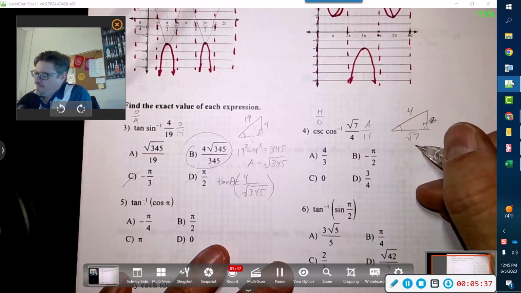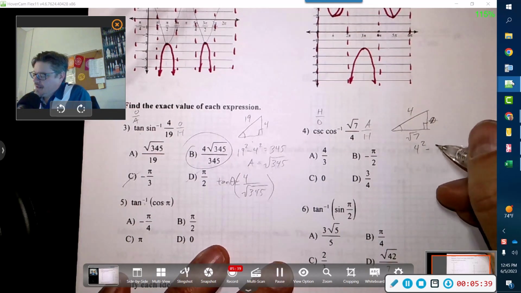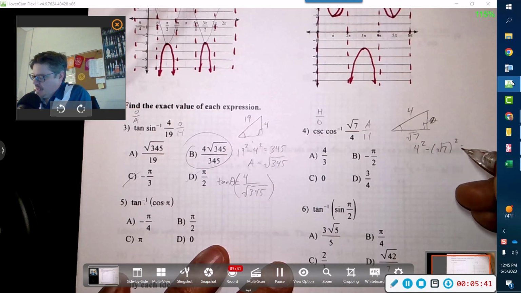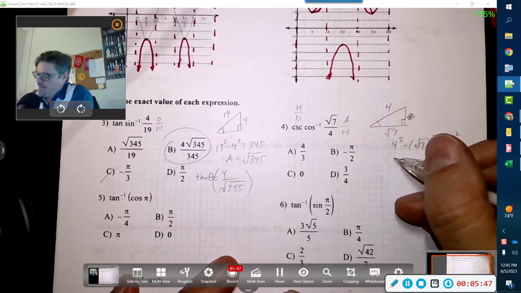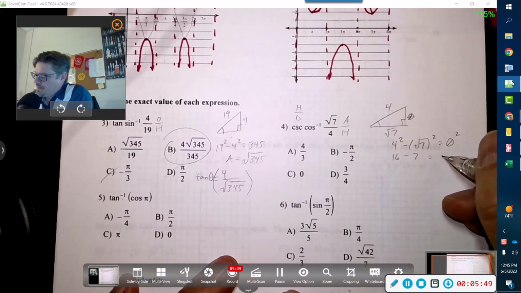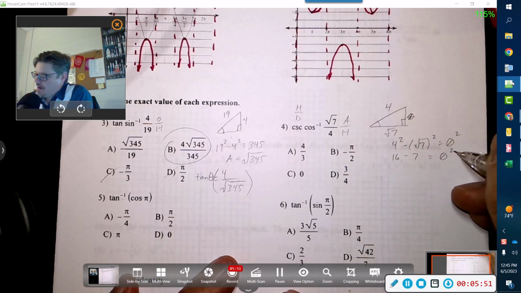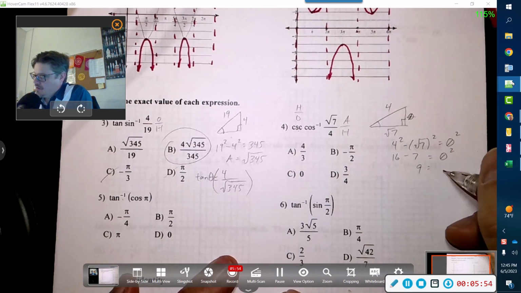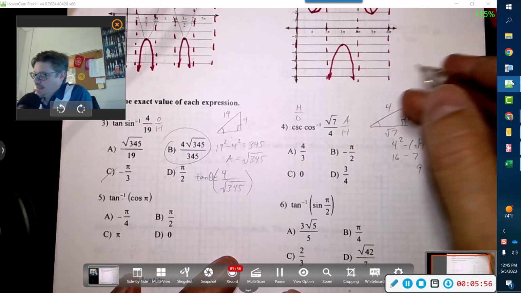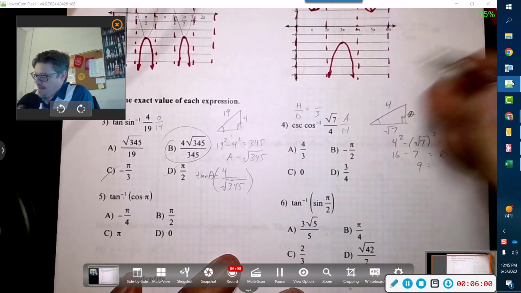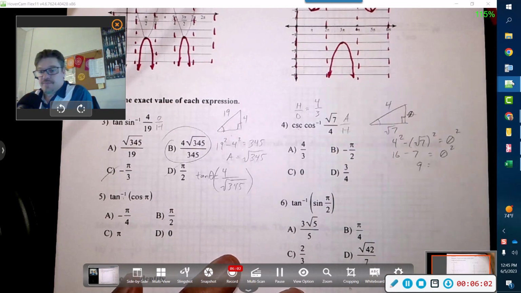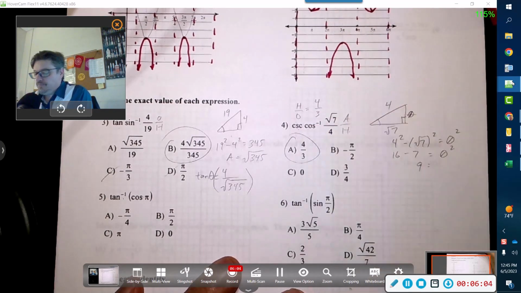We're going to do 4 squared minus radical 7 squared equals O squared. And that would be 16 minus 7. That equals O squared. Now that's 9. So it looks like O has to be 3. Okay, so that means we know that the O has to be 3, and we knew that the H had to be 4. So it's 4 over 3.